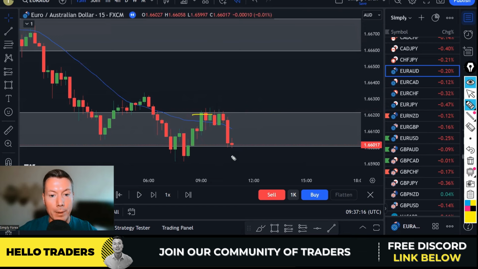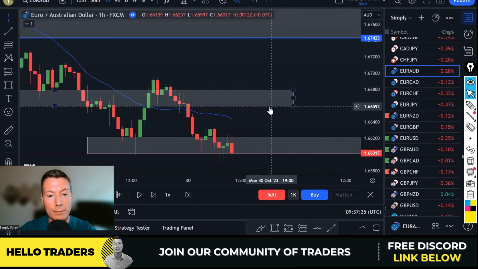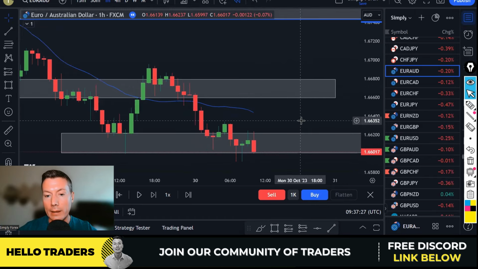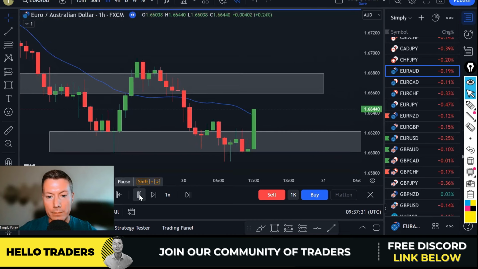I put my buy here. I put my stop below here, give it a little bit of room. So that's one option. Or we wait for the H1 to break. And this is everything that I'm looking at, guys. All right, and let's see what happens.